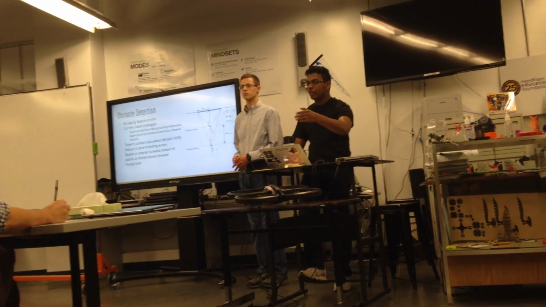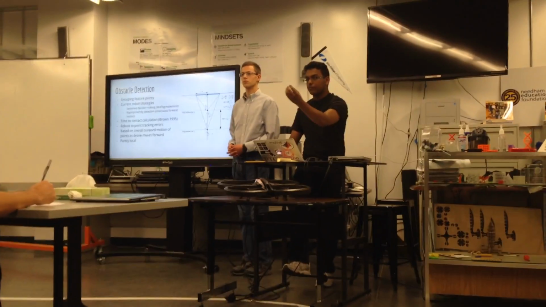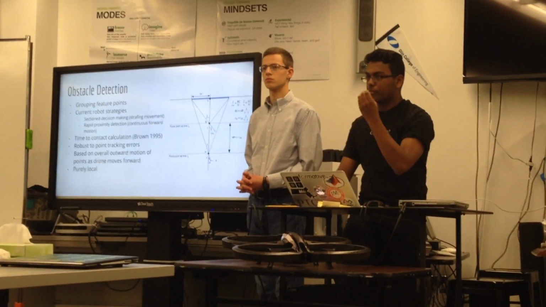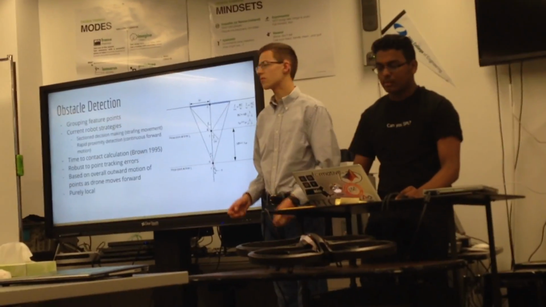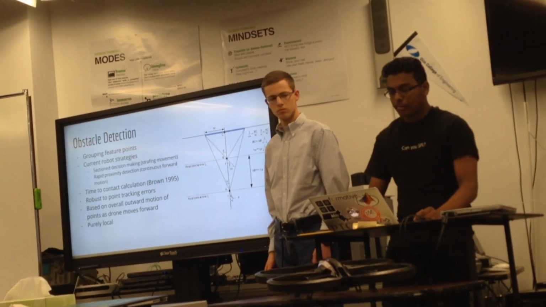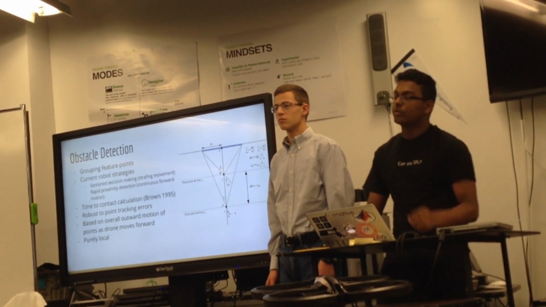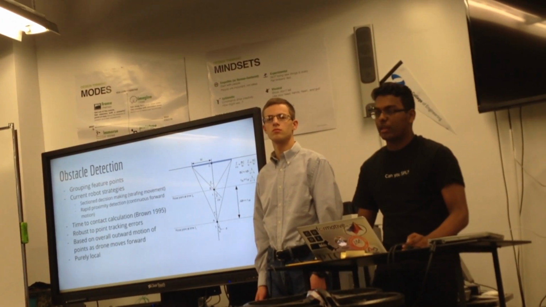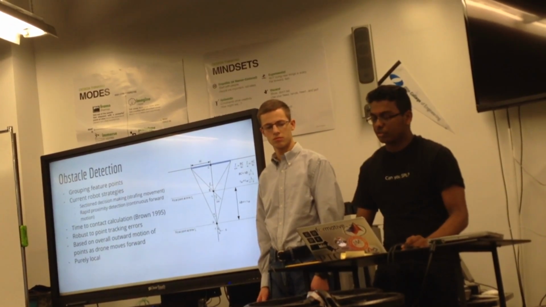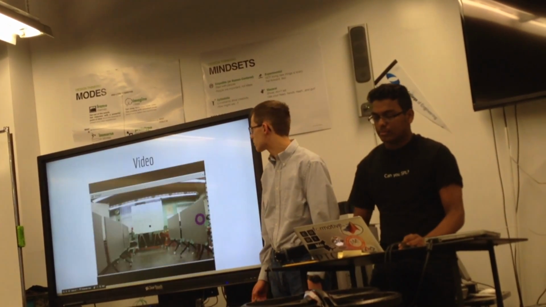One step ahead, which is basically grouping points together, and then if they move together toward you in a certain fashion, you know it's one object, so you avoid them and you keep going forward. So based on overall outward motion of the points, you can figure out what obstacles are in front of you, and this is how the drone figures out what is essentially in front of it.